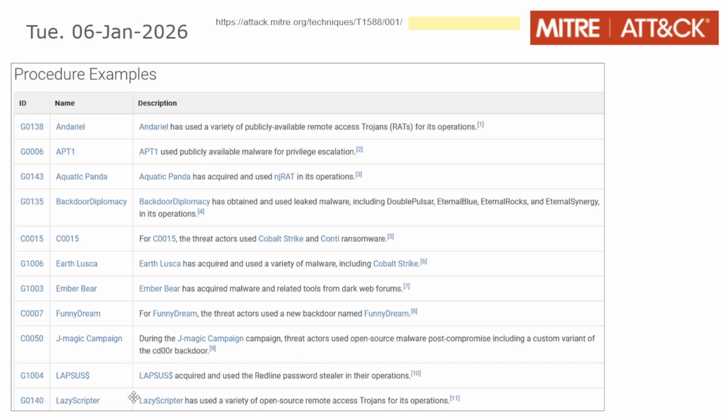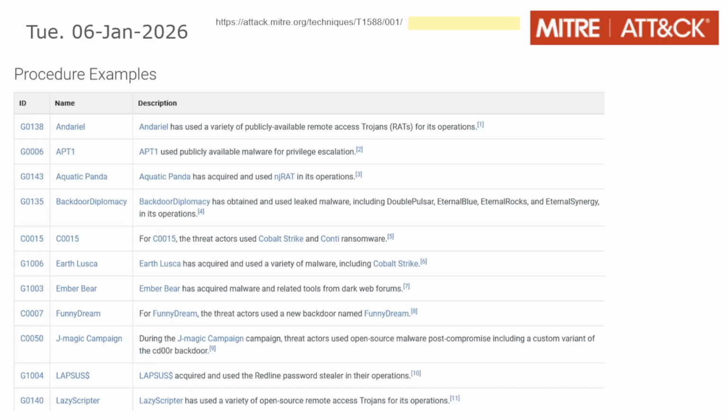Here the Lapsus group. These are the guys from our latest cyber news series. You can see they have been trapped in a honeypot. So Scattered Lapsus is, I think, their name. But what did they do? Acquired and used the Redline password stealer in their operations. Okay. And Lazy Scripter has used a variety of open source.